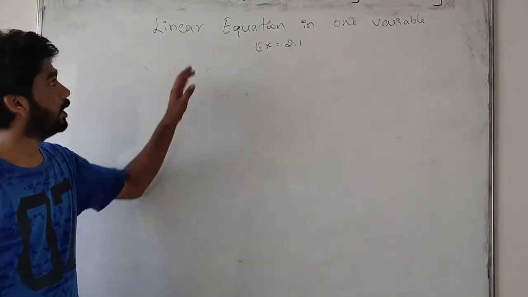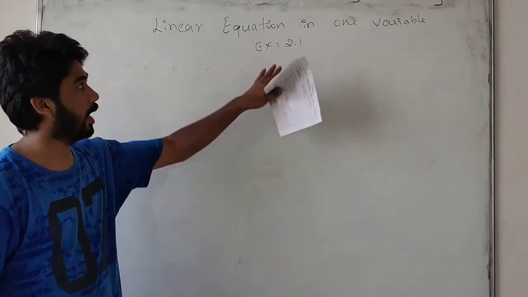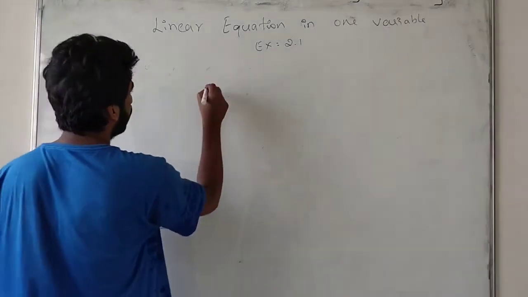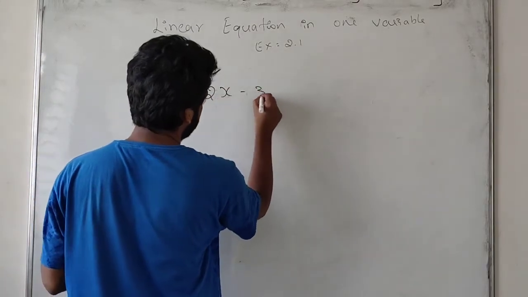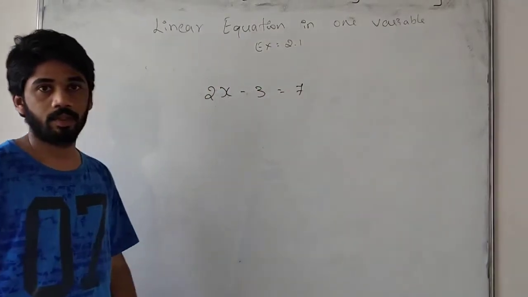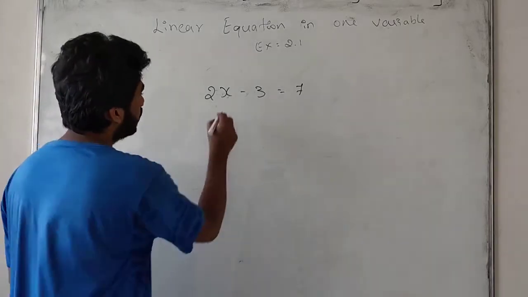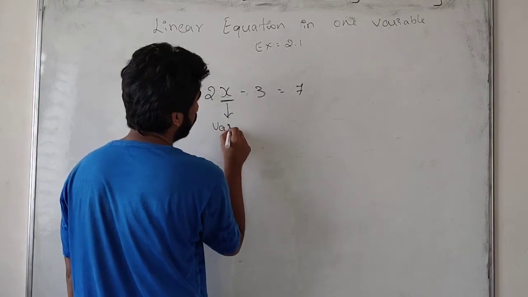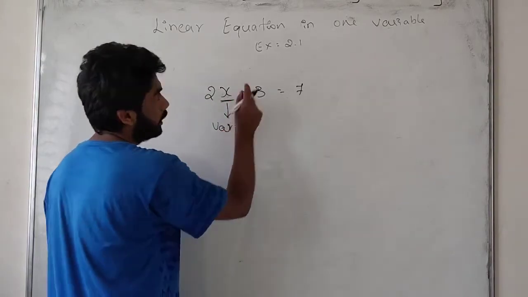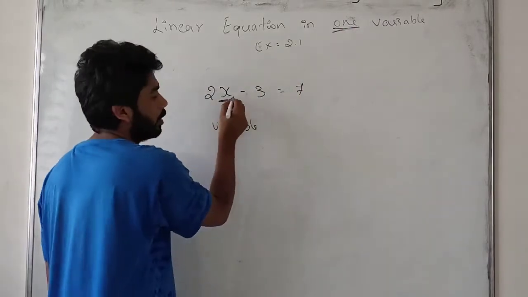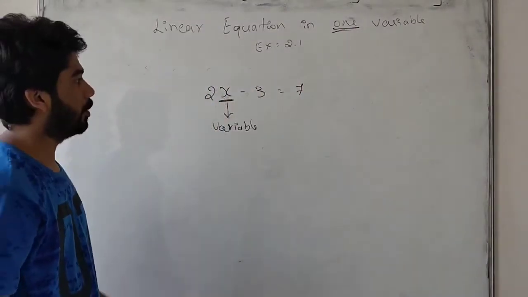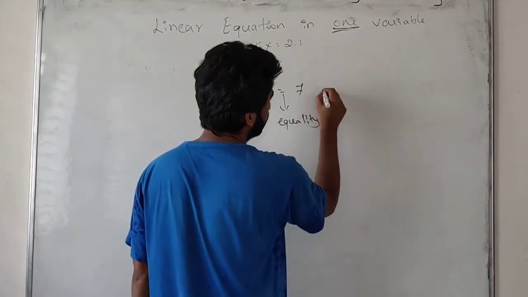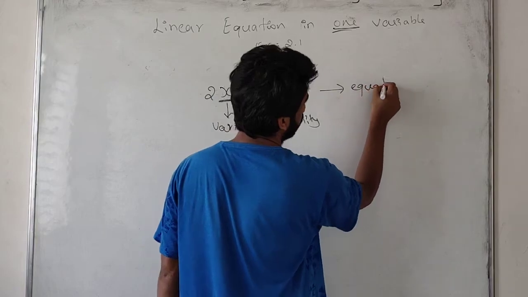Now, linear equation in one variable. What is a linear equation and what is a linear equation in one variable? I will give you one example to start: 2x minus 3 is equal to 7. Students, now try to understand, x is there. This is called a variable. It is one variable, we have only x. This is the equality sign. This whole thing we call an equation.